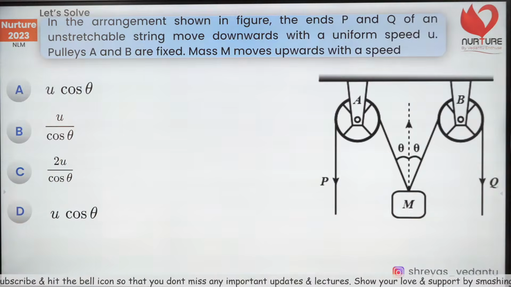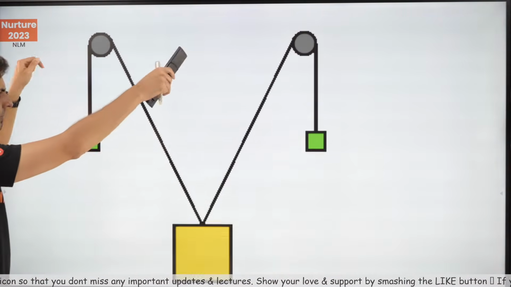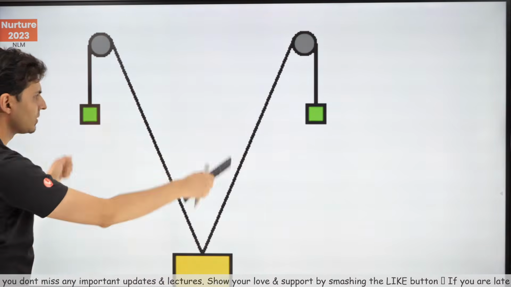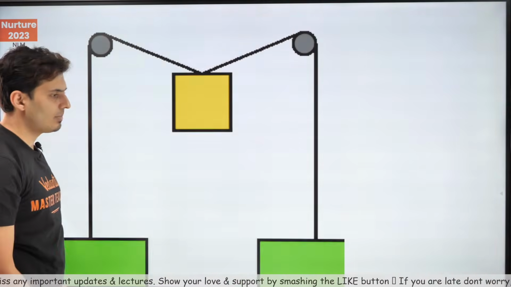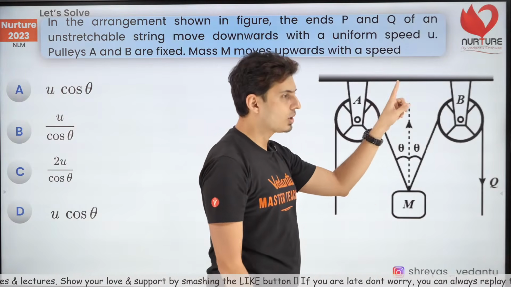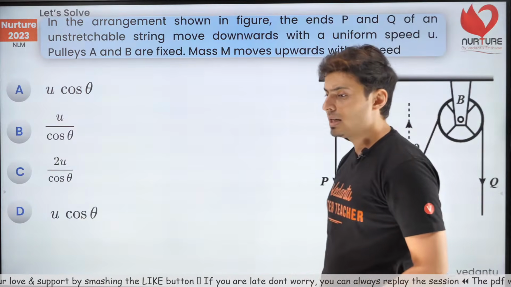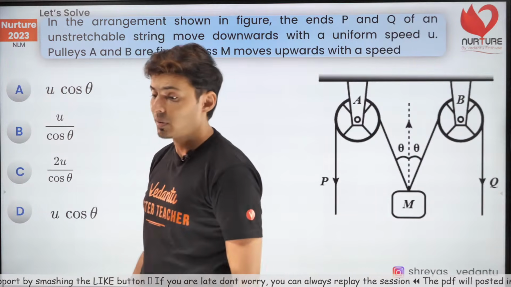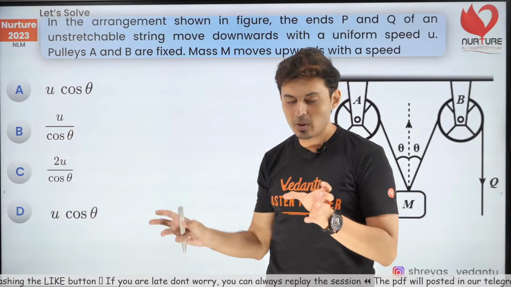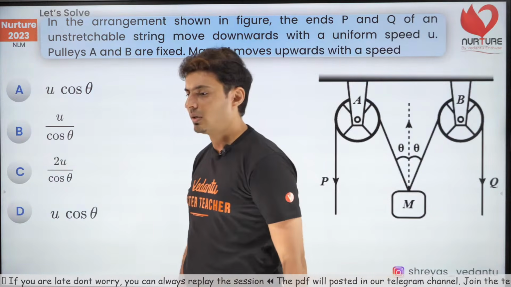In case you wanted to see the visualization once more, look at this. In this case it was going up, but imagine this going down. If this goes down, it goes up. That's what happens. So when P and Q go down, this block will go up. What's the speed of M? Let's see. When you have two blocks and one pulley, one goes up, one goes down. That's the usual case. This is not exactly that.